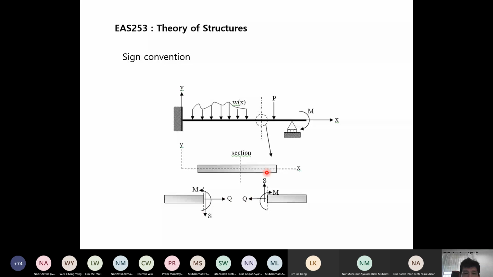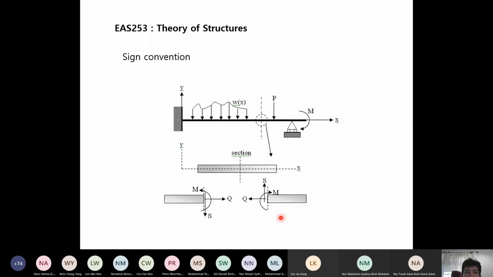And these are the positive directions of Q, S, and M if we look at the free body diagram on the left-hand side of the cut, and these are the positive directions of Q, S, and M if we are considering the right-hand side of the cut sections. So this is the sign convention that we agree on. It's like we have an agreement. So let's consider these as the positive directions. The left-hand side, like this, the right-hand side, like this.